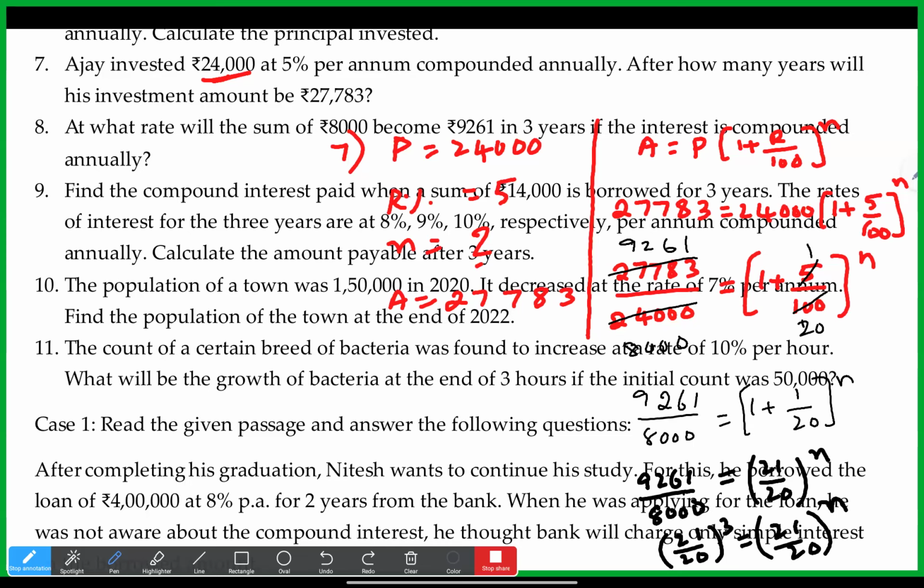Yes, sir. So that is how I wrote 9261 is 21 cube, and 20 cube is 8000. So 21 cube by 20 cube will become 21 by 20 whole cube by law of exponents: a power m by b power m is equal to a by b whole power m. So now, comparing the equation, both LHS and RHS bases are same, so the powers should be equal. We recently did the laws of exponents, yes or no? Yes. So finally, n is equal to 3.